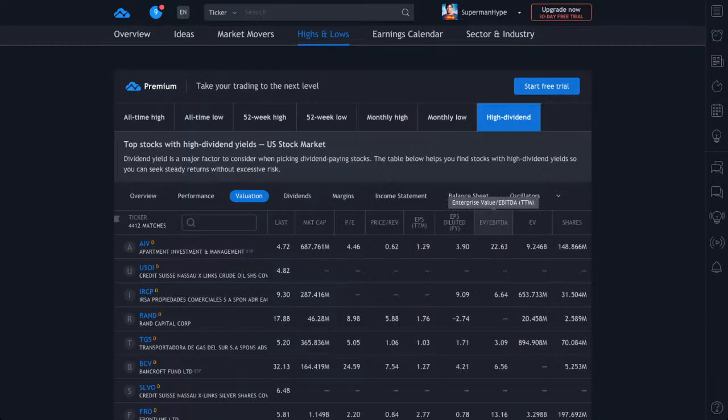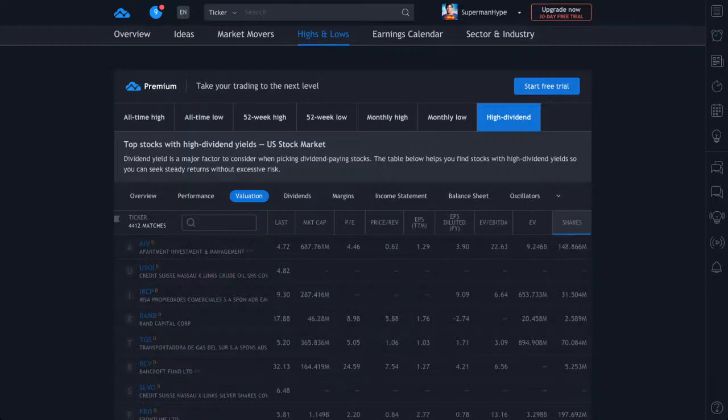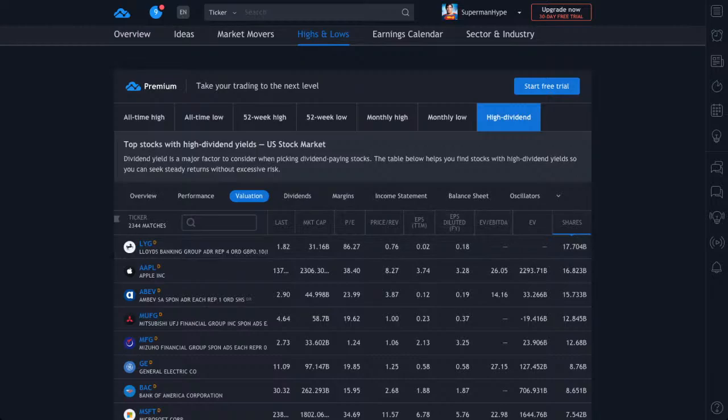They want to know the EV to EBITDA. So the EBITDA is just the cash flow income of the company, and the enterprise value is just the value of the stocks. So you've got the enterprise value here, another version of it, and then you've got other earnings metrics here, EPS and EPS diluted. Then you have the shares that are outstanding at the moment, so they're in this column. And so those are some of the key things.